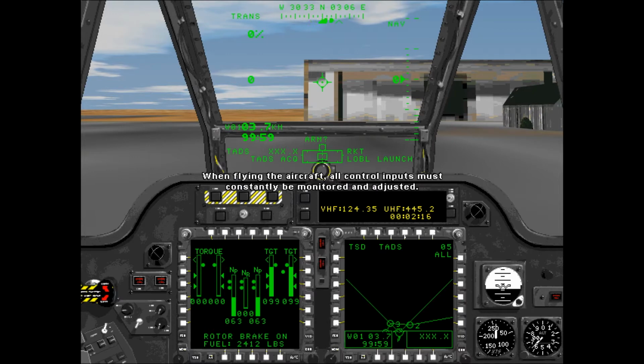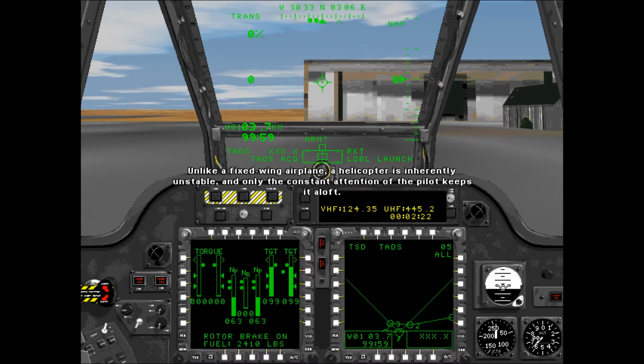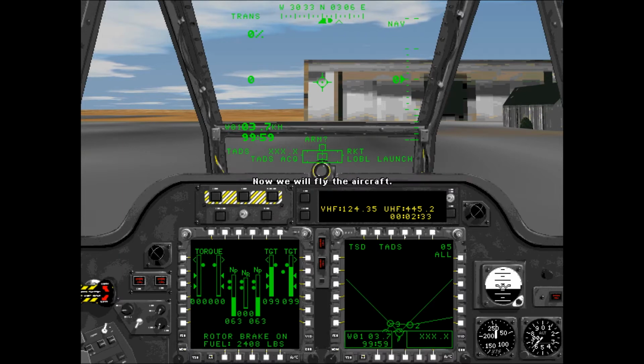When flying the aircraft, all control inputs must constantly be monitored and adjusted. Unlike a fixed-wing airplane, a helicopter is inherently unstable, and only the constant attention of the pilot keeps it aloft. Now we will fly the aircraft.